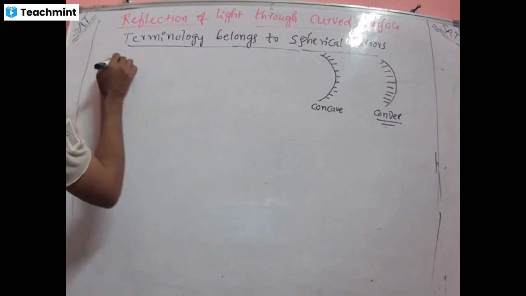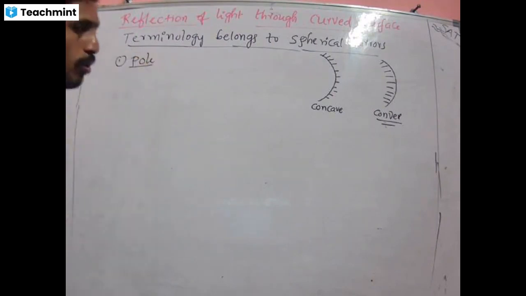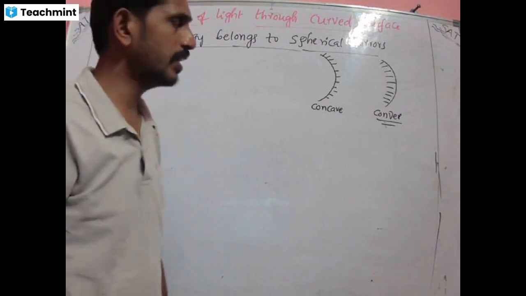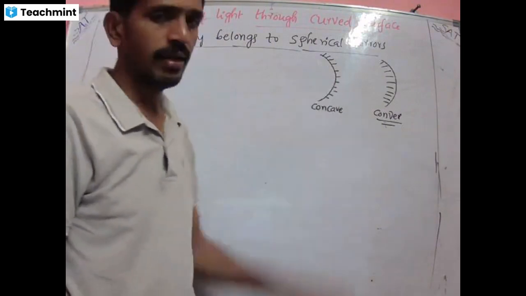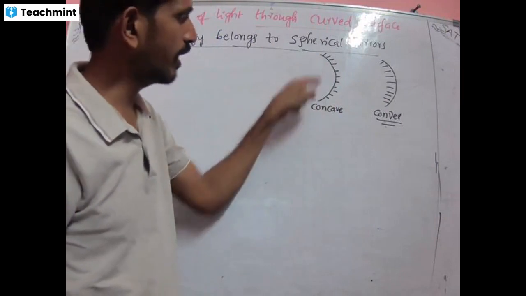The first terminology is the pole. What is the pole? The pole is the midpoint or center point of the mirror. So this is my concave mirror.